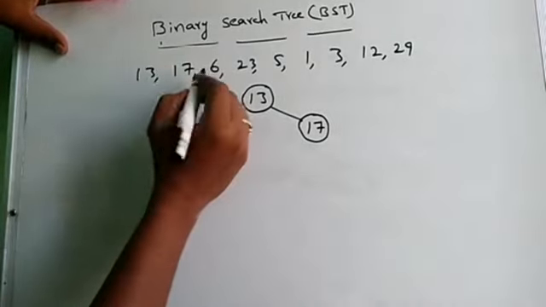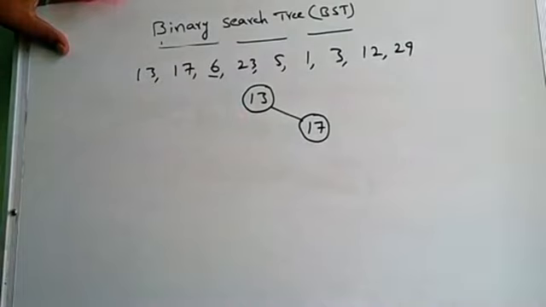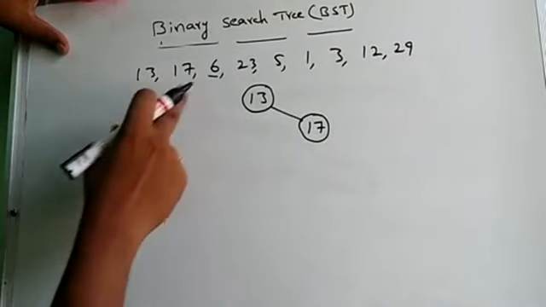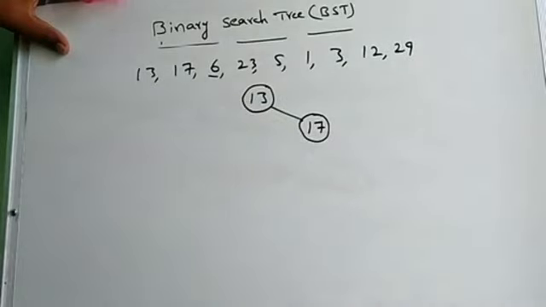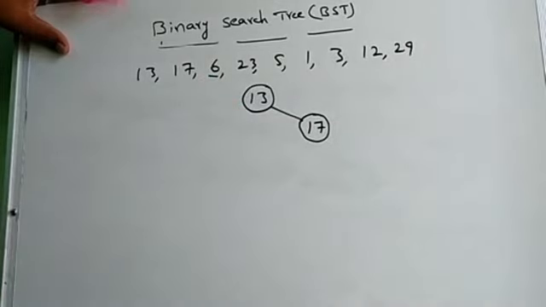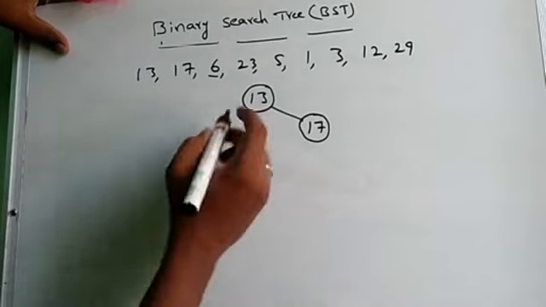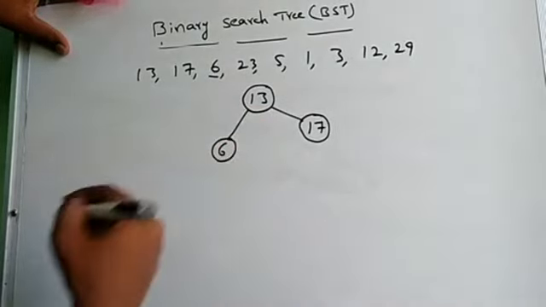The next value is 6. Again 6 will be compared with 13. 13 is the root node. Every new node is always compared starting from the root node, then to other nodes, either on the right side or the left side. 6 is less than the root node, so it goes to the left-hand side. Less than values are always on the left.